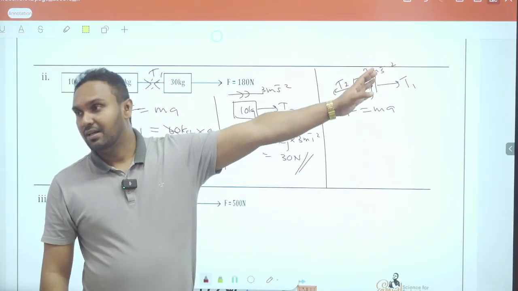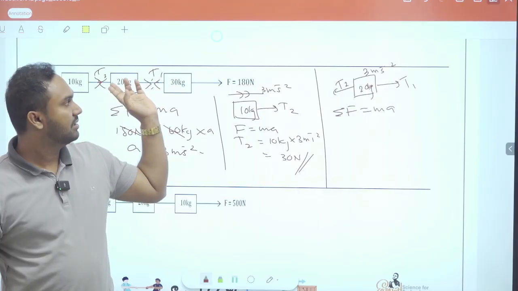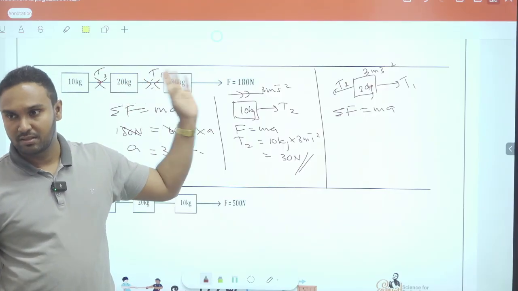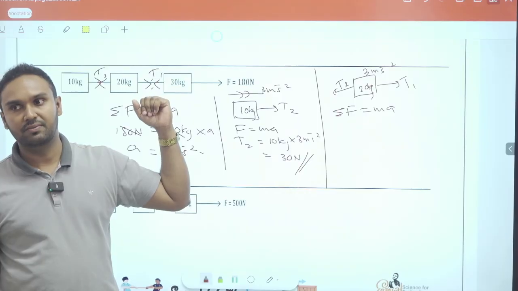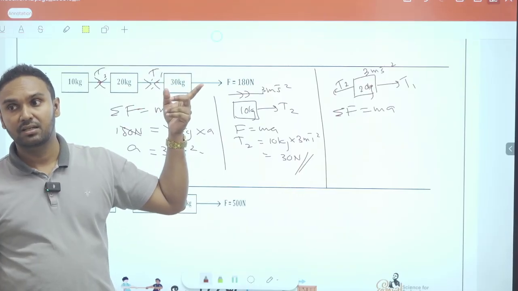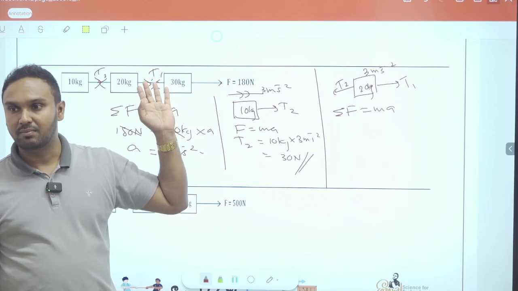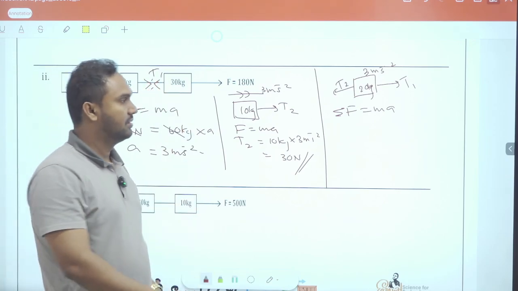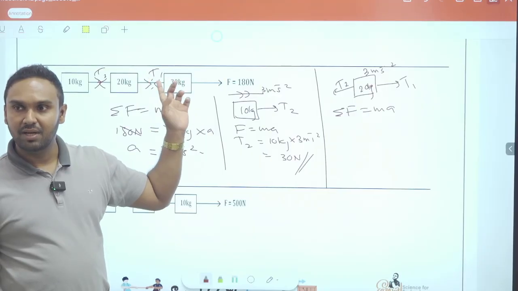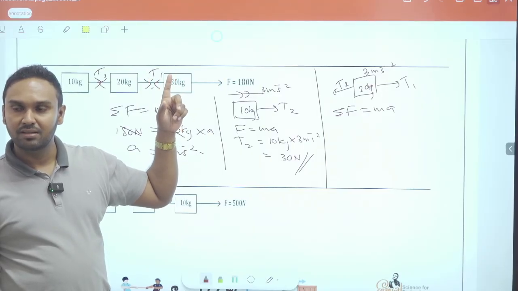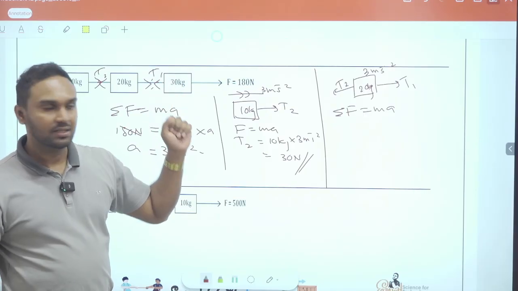Bro, which one is greater, T1 or T2? T1 is greater because the system is moving towards that way. So T1 should be greater, so the difference is T1 minus T2. Hands up those who put the correct weight, T1 minus T2. Fine. Did you put T1 minus T2 or T2 minus T1? How did you put the difference, the resultant force?